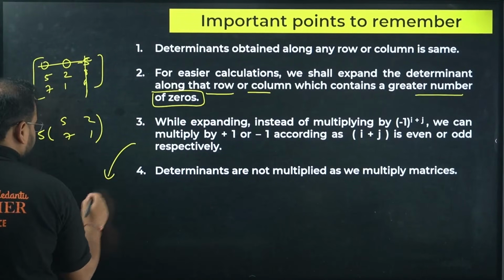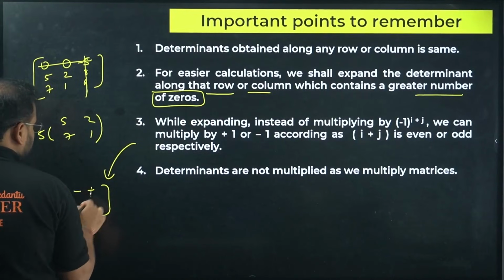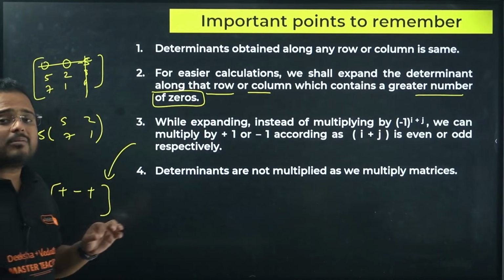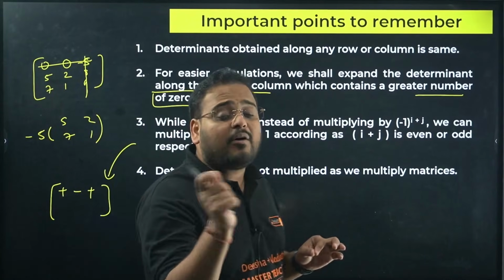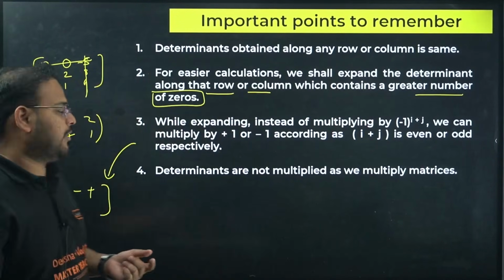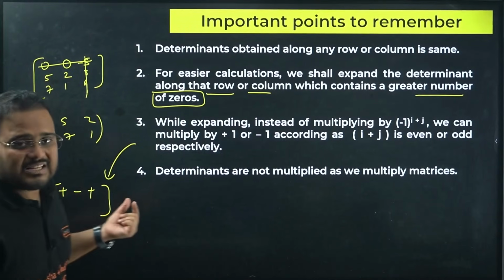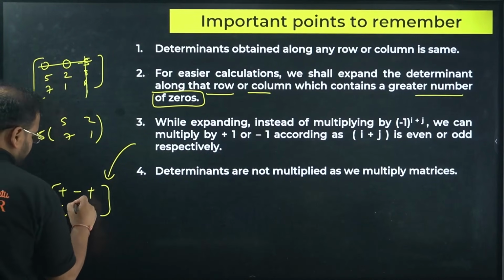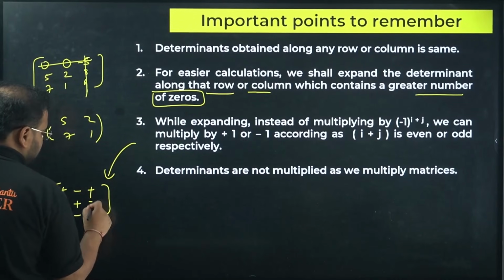If you remember, plus minus plus. You might think, sir, this is actually position 1, 2, 3. I'm not talking about the position of 1, 2, 3. I'm talking about the sum of the i plus j values being even or odd. 1 plus 1 is even, that's why it's an even position. So minus, plus, again plus, minus, and minus, plus.